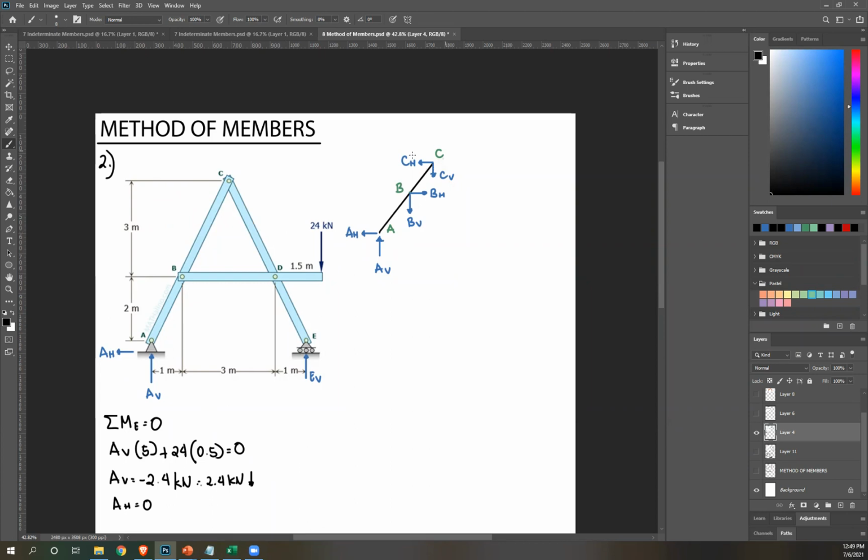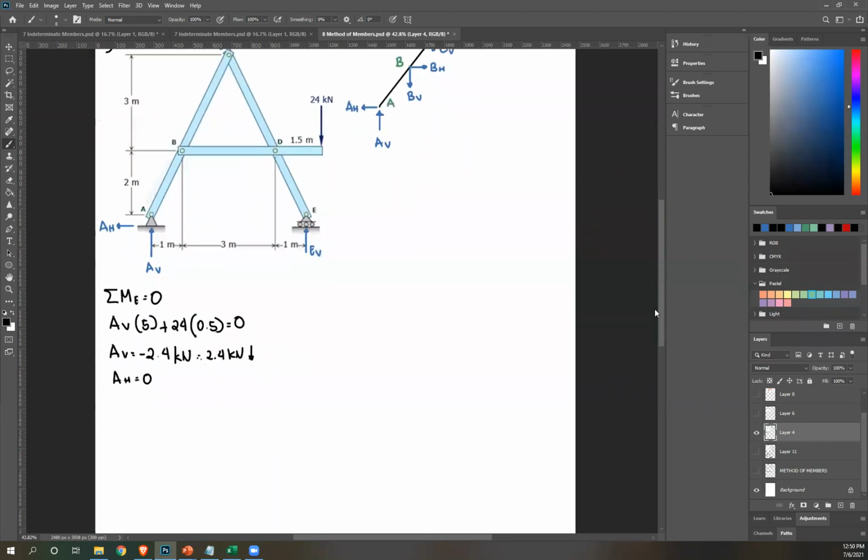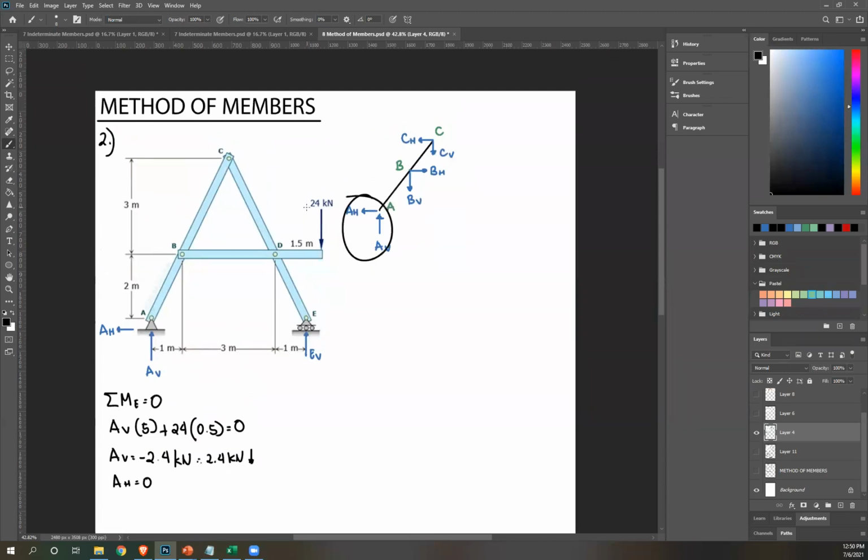Again, this is not what we used in this equation. We use this entire structure. Whenever you're solving for reactions, most of the time you're considering the entire structure, not a free body diagram. Right? Okay. So once again, these are solved for. I need to solve for this. There's not enough equilibrium equations, right? So what do we do?